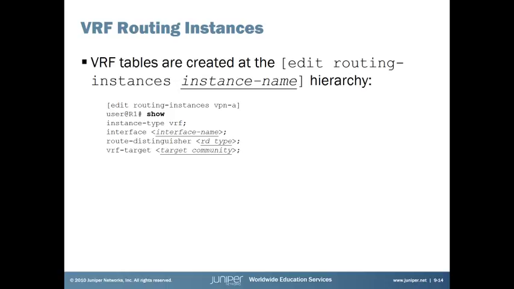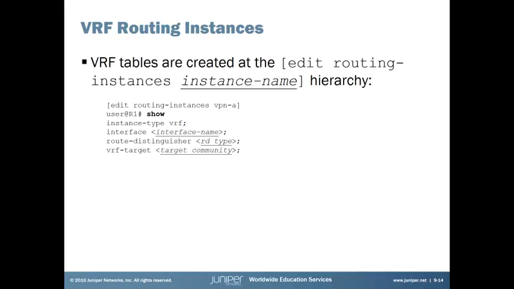So we're going to create these VRF routing instances. We're going to create them under the edit routing instances hierarchy. We're going to give it a name. So here's an example, edit routing instance VPN-A. So simple as that. What is the instance type? It is a VRF. That is a special type of instance that is specifically for these layer 3 VPNs.